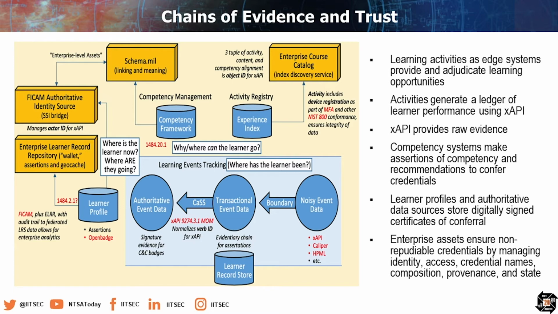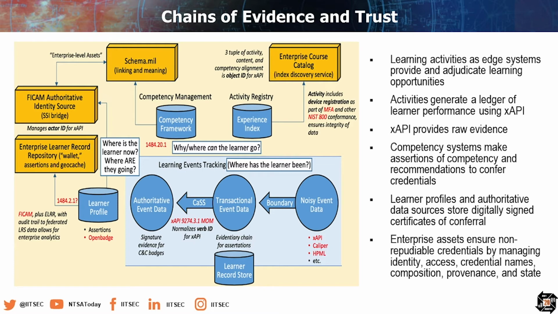So this becomes the beginning of the trust chain. The transactional event data is your evidentiary chain. The authoritative event data is the beginning of the trust chain. The trust chain then updates your local learner profile and exposes that to the greater world in what we call an enterprise learning record repository, which is a way of finding all the different local records where you were issued a competency or a credential.